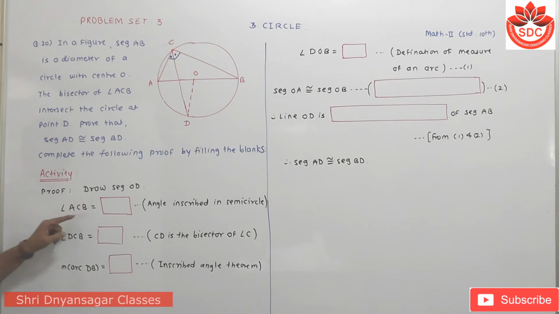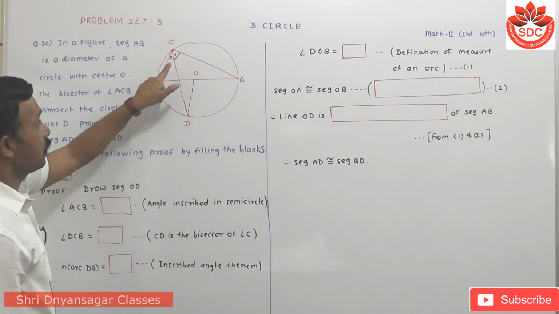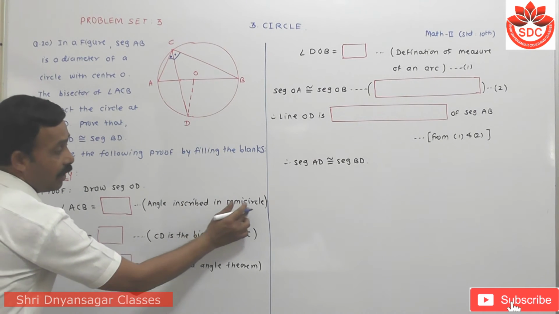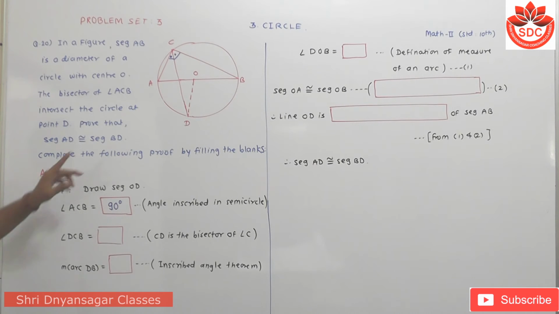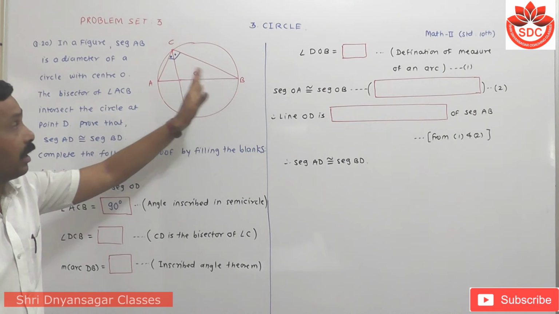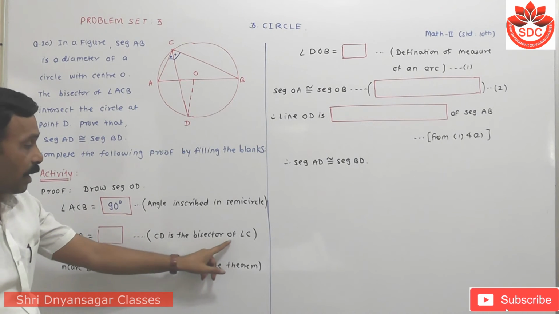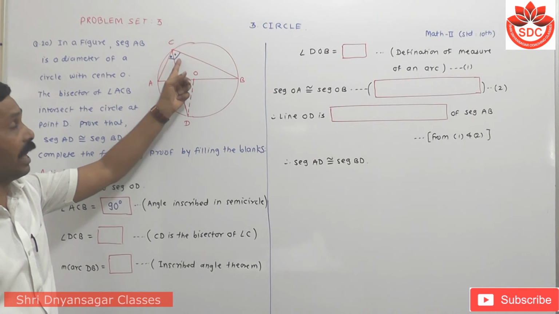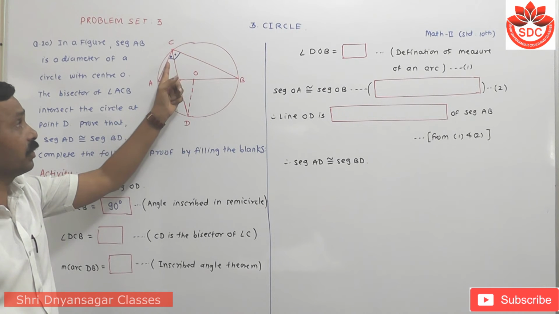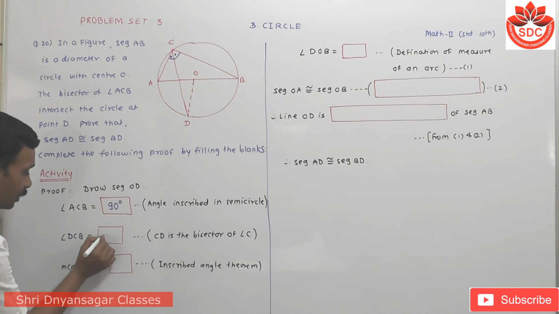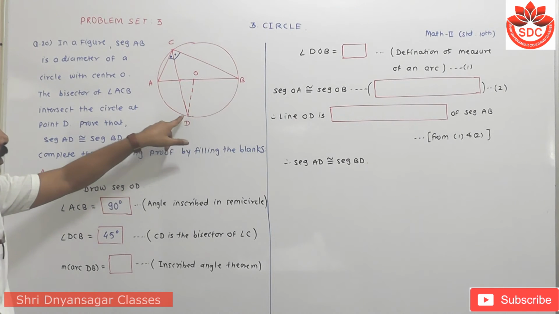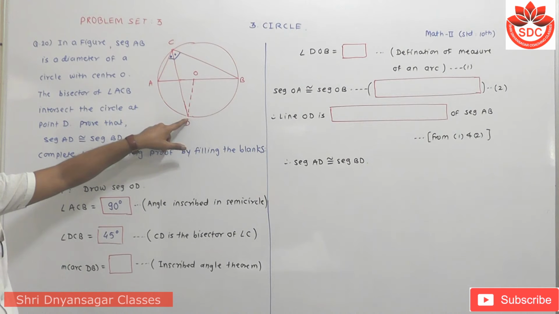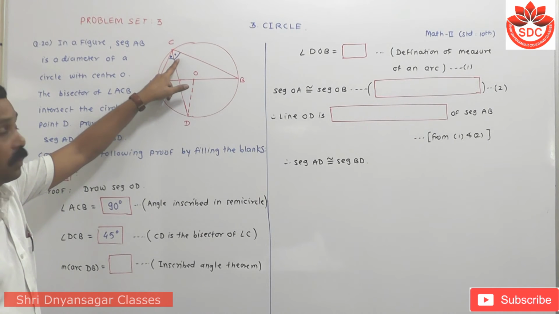Angle ACB, look at this angle ACB is equal to a right angle, because angle inscribed in semicircle, so that the measure is 90 degrees. Then angle DCB, look here. Now this is the bisector which is given. CD is the bisector of angle C, meaning two equal angles are formed. This total is 90, so that each equal is 45. So angle DCB is how much degrees? 45 degrees. Then measure of arc DB. This arc DB is equal to how much? 90, because this is 45.